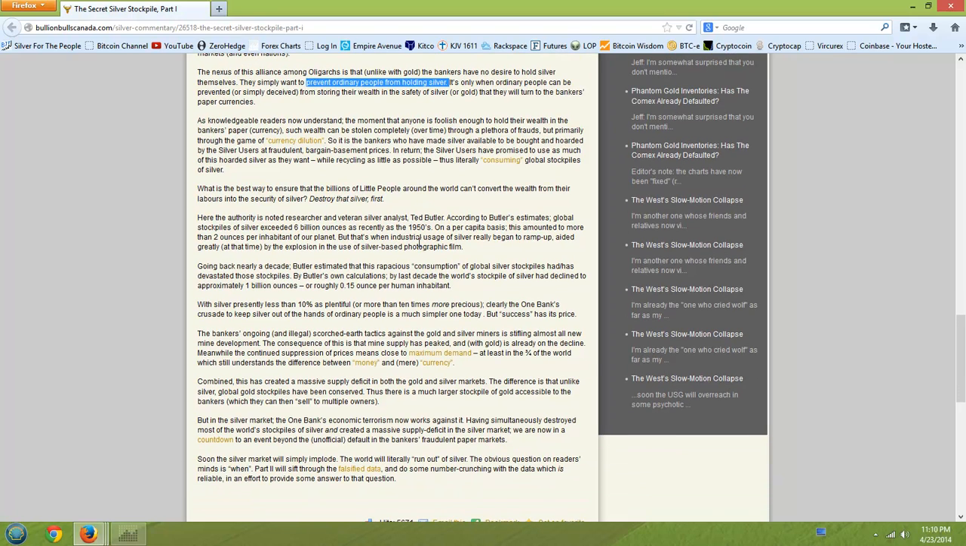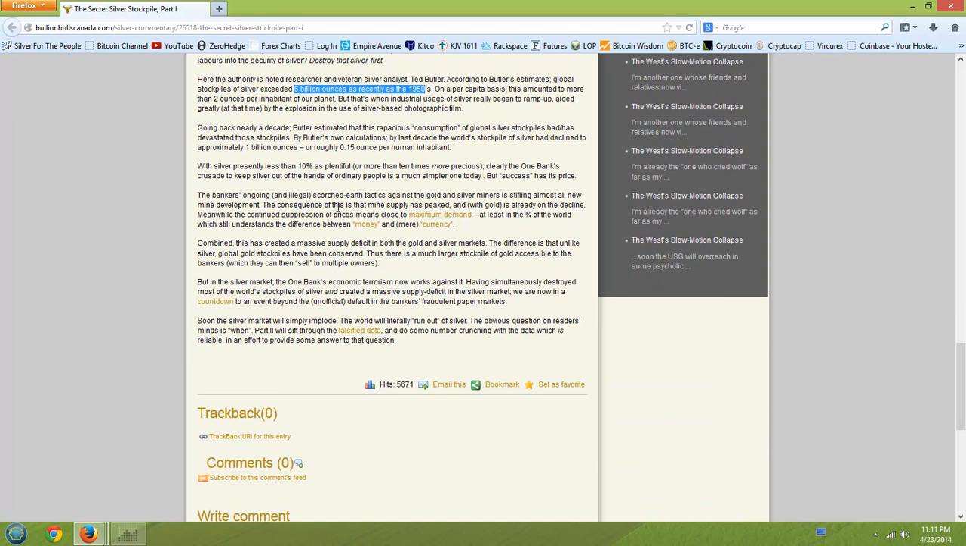What is the best way to ensure that the billions of little people around the world can't convert the wealth from their labors into the security of silver? Destroy that silver first. Here the authority is noted researcher and veteran silver analyst Ted Butler. According to Butler's estimates, global stockpiles of silver exceeded 6 billion ounces as recently as the 1950s. On a per capita basis, that amounted to more than 2 ounces per inhabitant of our planet. But that's when the industrial usage of silver really began to ramp up, aided greatly at that time by the explosion in the use of silver-based photographic film. Going back nearly a decade, Butler estimates that this rapacious consumption of global silver stockpiles has devastated those stockpiles. By Butler's own calculations, by the last decade, the world stockpile of silver had declined to approximately 1 billion ounces, or roughly 0.15 of an ounce per human inhabitant.